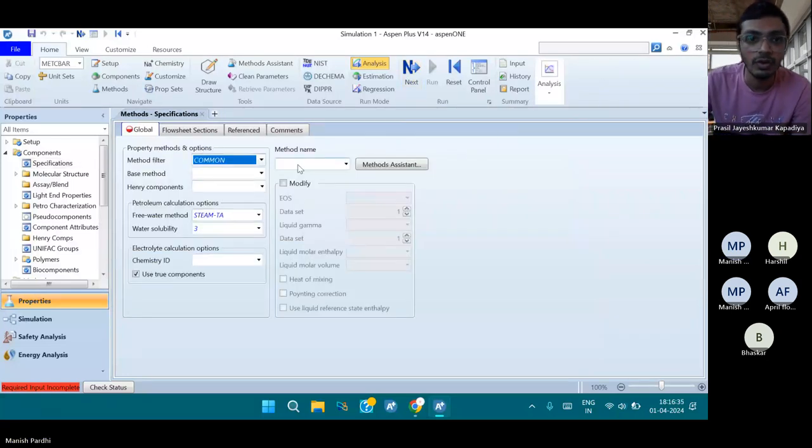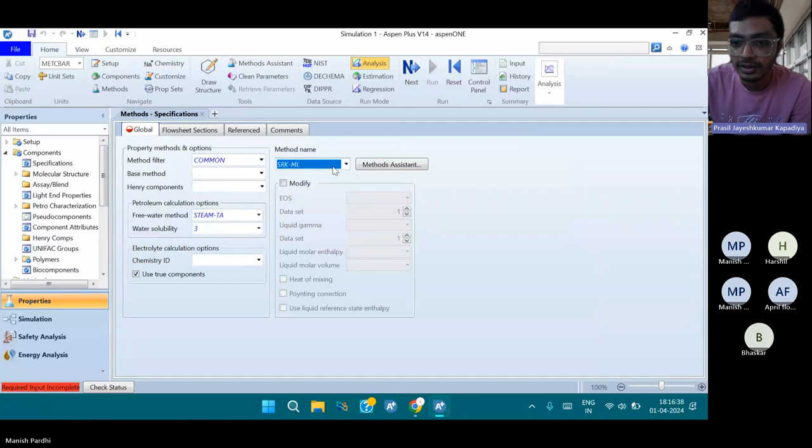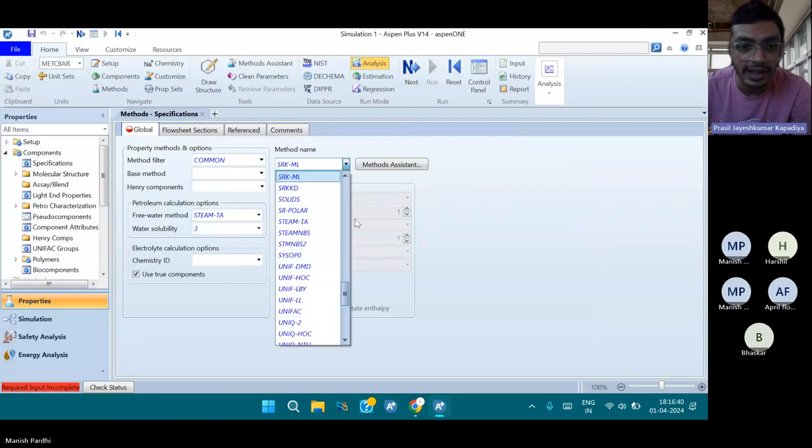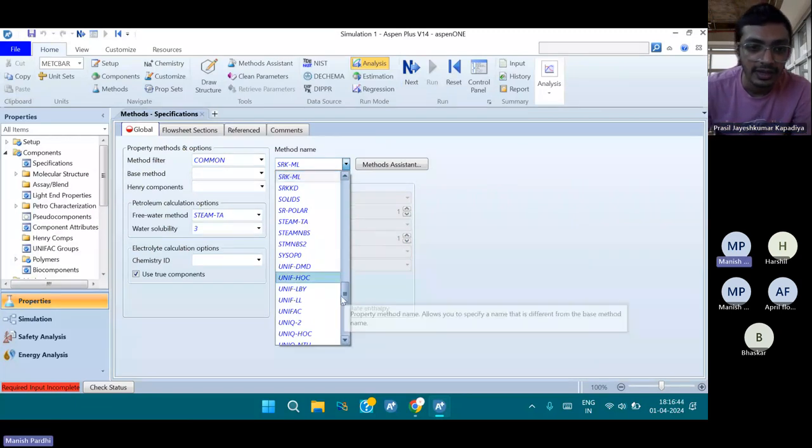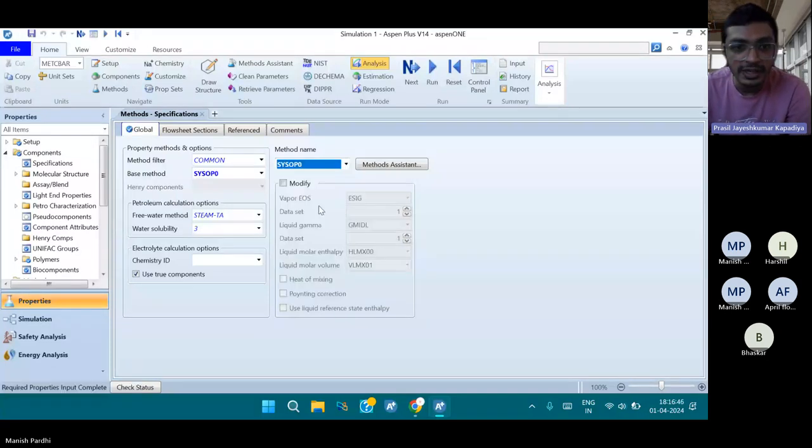Property method. We are supposed to use the ideal property method. So just find SYSOP0. Can you read what that property method says? SYSOP0, ideal or Raoult's law. Yes. Now press next. Now we will add the flowsheet, so just press next. Binary interaction. Okay. Simulation.